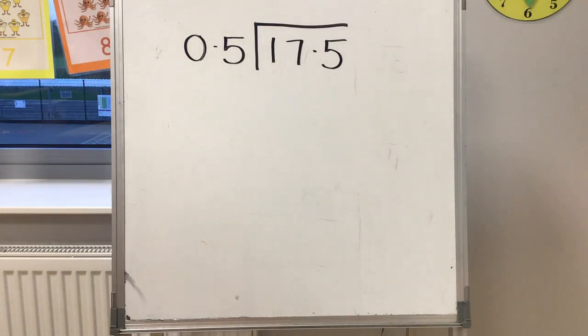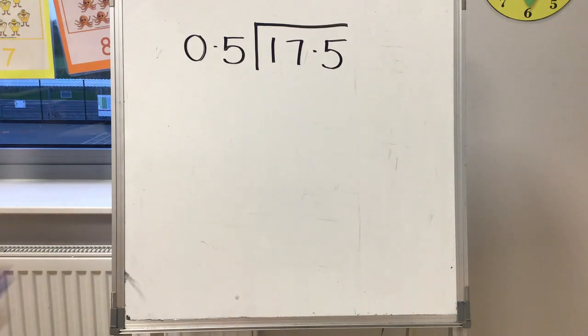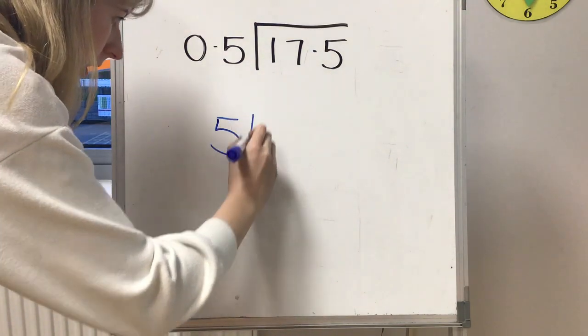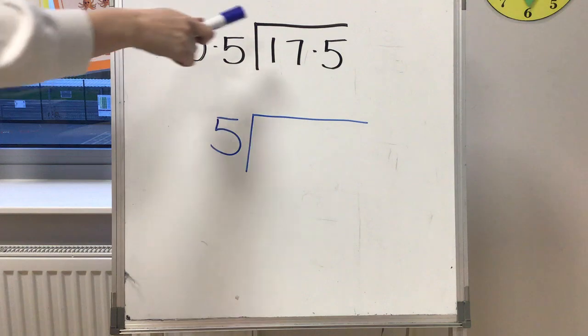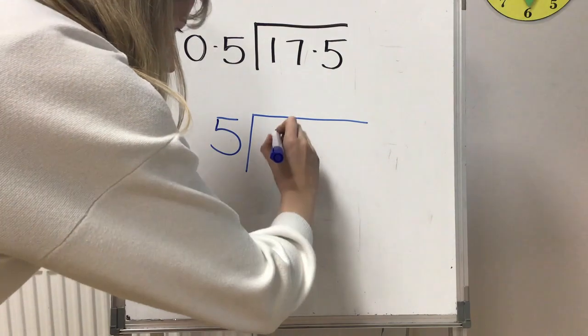Now for dividing with decimals. If we come across a problem where we have a decimal being divided by a decimal, we need to change it. Because this number here, which is called the divisor, we would never do a division problem where the divisor is a decimal. So I'm going to multiply both numbers to get rid of the decimal point. So if I multiply 0.5 by 10, that will give me 5. And because I multiplied the divisor by 10, I need to multiply this number, the dividend, by 10 also. And that will give me 175.